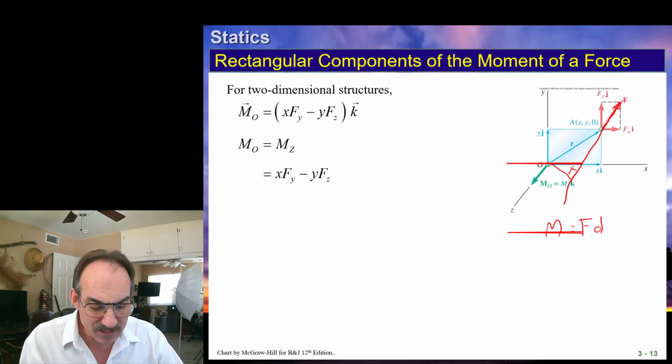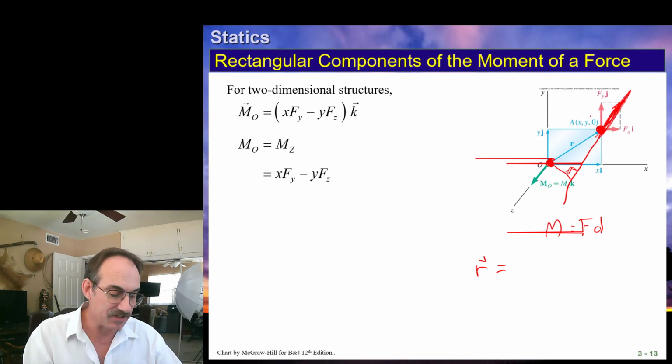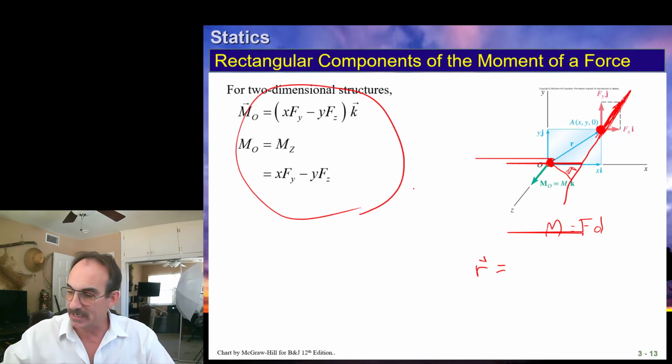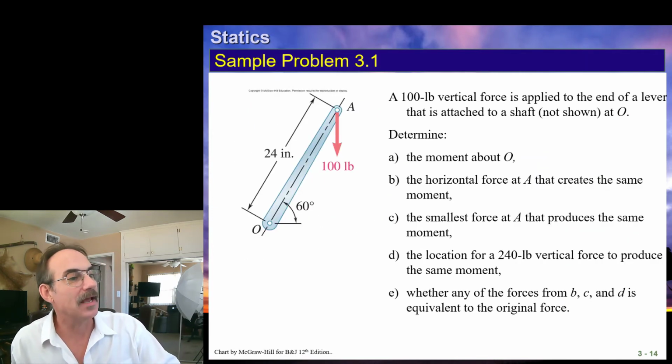However, sometimes it's hard to figure out what this perpendicular distance is, and it's easier just to say R is simply (x2 minus x1) i, (y2 minus y1) j, (z2 minus z1) k, crossed with whatever the Fx i, Fy j, Fz k is of this vector. And it gets simpler in 2D, because we only have moment about z. It gets a little easier, okay?